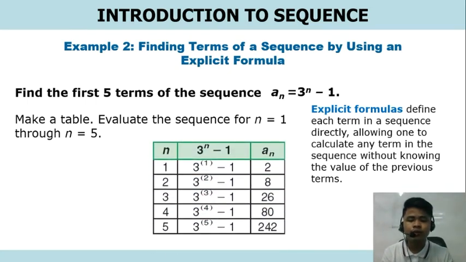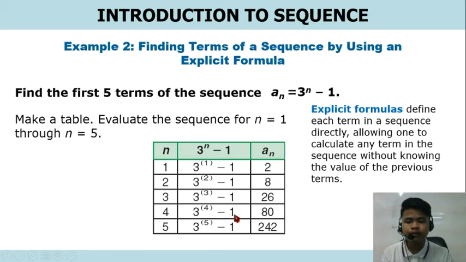Okay, so we have a table here. To find the value of the first term, we'll just substitute 1 to n. It became 3 raised to 1. 3 raised to 1, the answer is 3. Then 3 minus 1 is equal to 2.